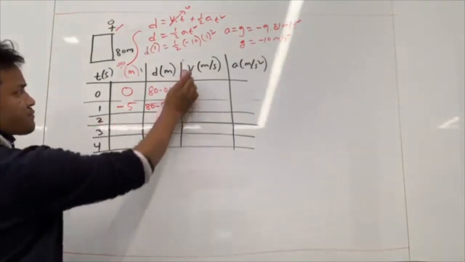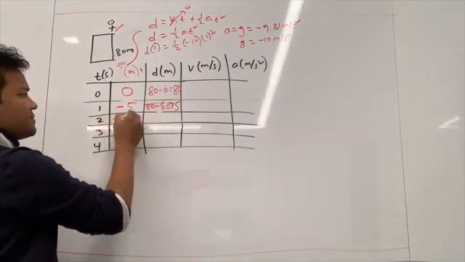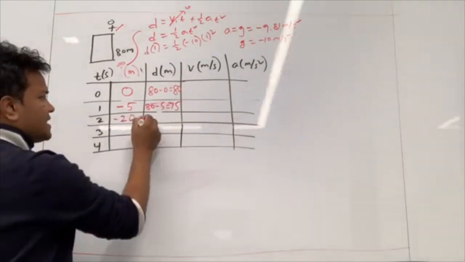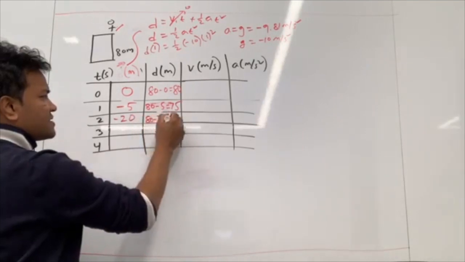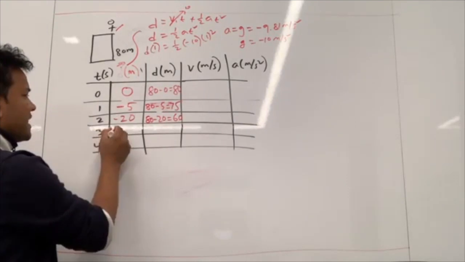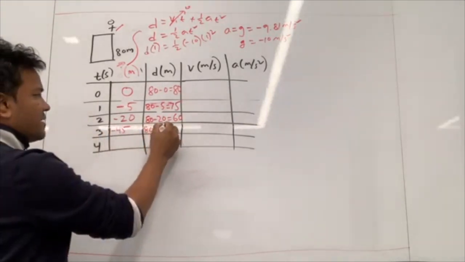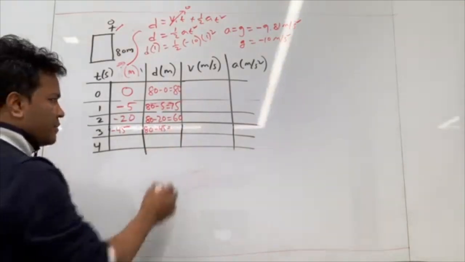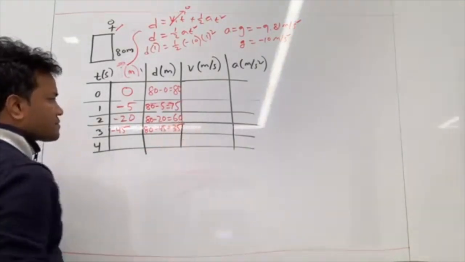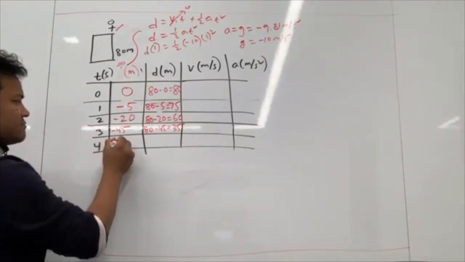At 2, half of negative 10 times 4, so you should get negative 20. So 80 minus 20 is 60. At 3 seconds, you get negative 45. So 80 minus 45 is 35. At 4 seconds, you get negative 80.